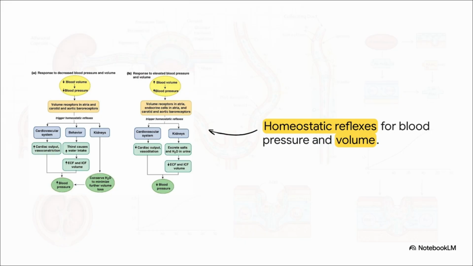If blood pressure and volume decrease, then your volume and baroreceptors trigger a dual response. The cardiovascular system increases cardiac output and vasoconstricts to raise pressure, while behavioral centers trigger thirst, and the kidneys actively conserve water. Conversely, if blood pressure is elevated, then the cardiovascular system vasodilates, and the kidneys actively excrete salts and water to reduce that extracellular fluid volume and bring your blood pressure safely back down.